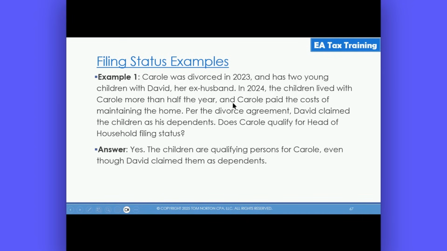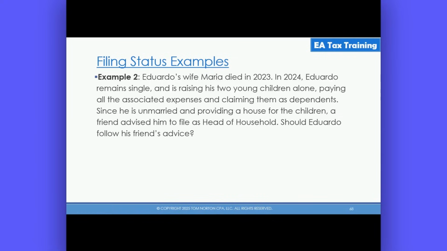So this is actually a pretty common situation. You've got a single parent. They have primary custody of the children. They're maintaining the home for the children, but the other parent gets to take the children as dependents on the tax return. Well, that single parent where the children live still qualifies as head of household.